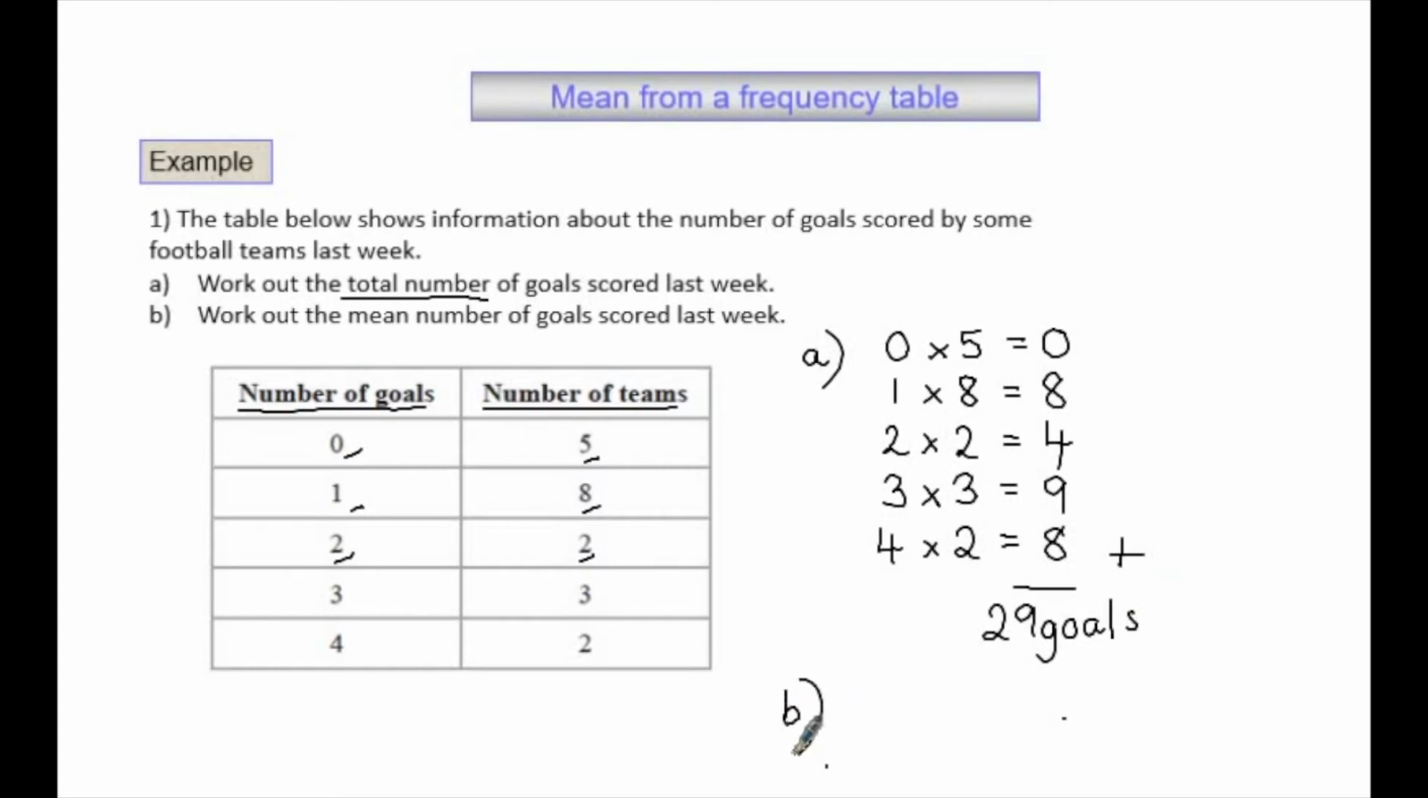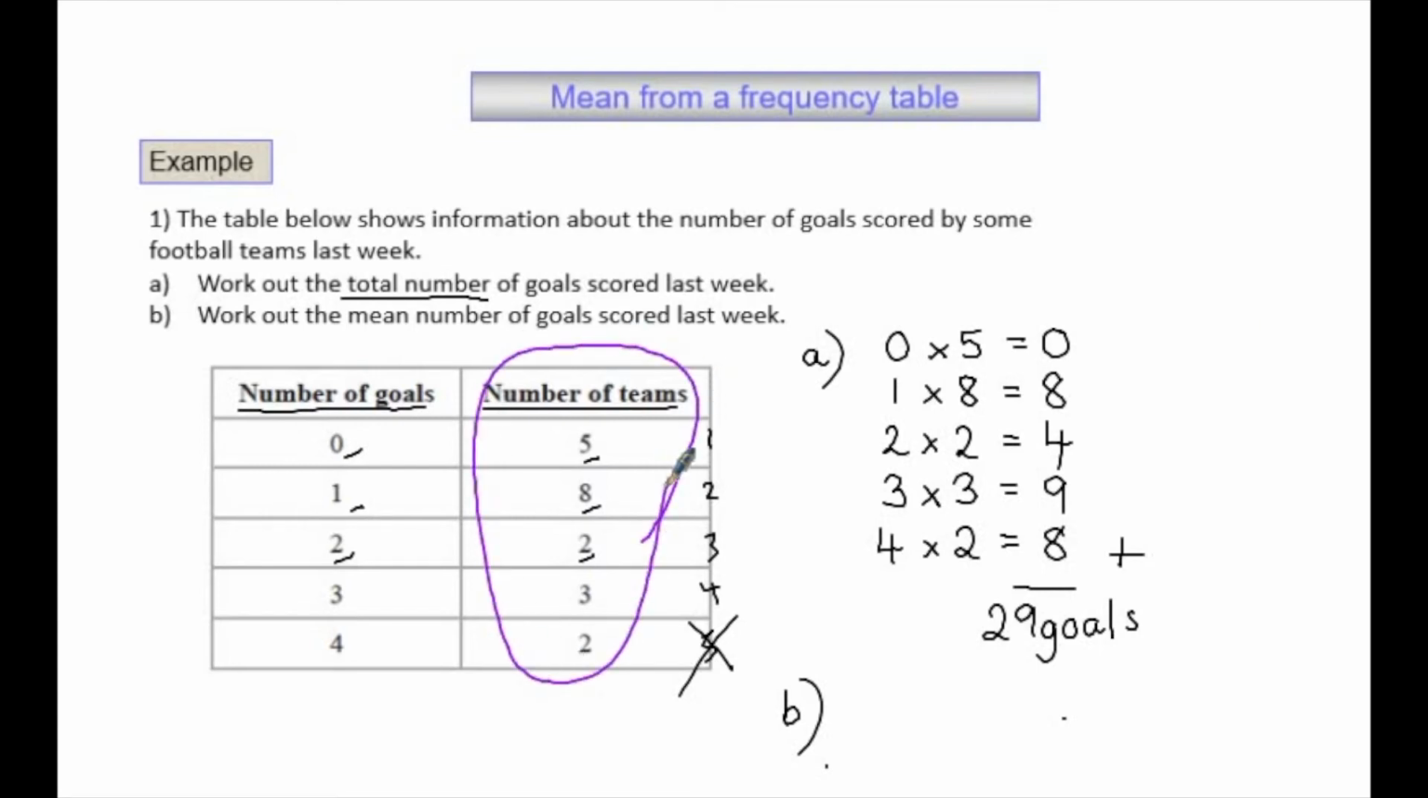Part B then, work out the mean number of goals scored last week. So the main mistake that people make for this is they count the number of rows in the table, and they think that there are only 5 pieces of data because there are only 1, 2, 3, 4, 5 rows. Okay, this is wrong. There are not just 5 pieces of data. To find the number of pieces of data in the question, you want to add up the number of teams. So you want to look at the number of teams.